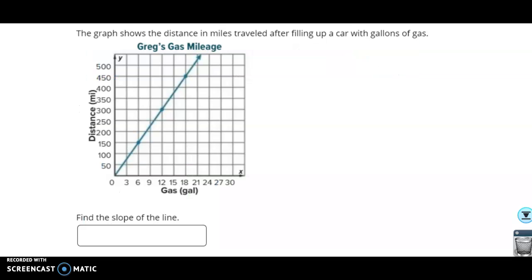Here, this is finding slope from a graph. Okay. And remember, with the graph, we're looking for exact crossing points. Like we have this one right here, and we have this one right here.